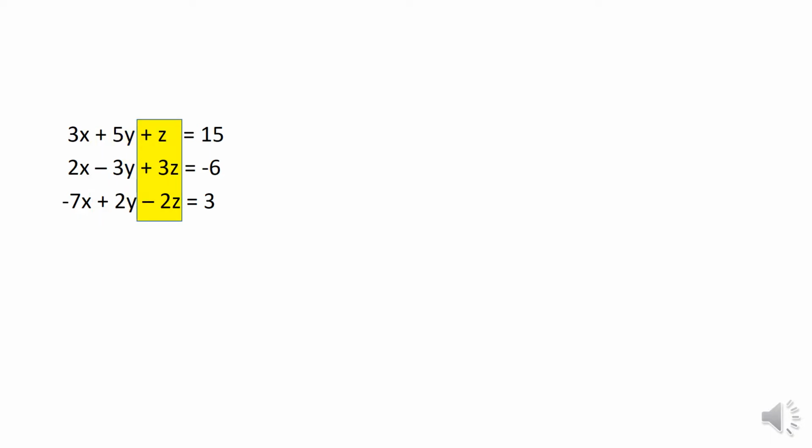In the z's, we could eliminate the z's actually rather easily. So let's first just take a look at the top two equations. I can leave that middle equation with that 3z completely alone. Don't have to do anything to that equation. And all I'd have to do is multiply that top equation with 1z in it by negative 3. So let's work that out.